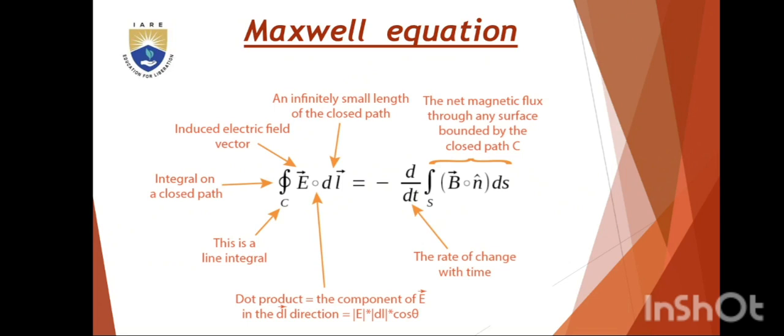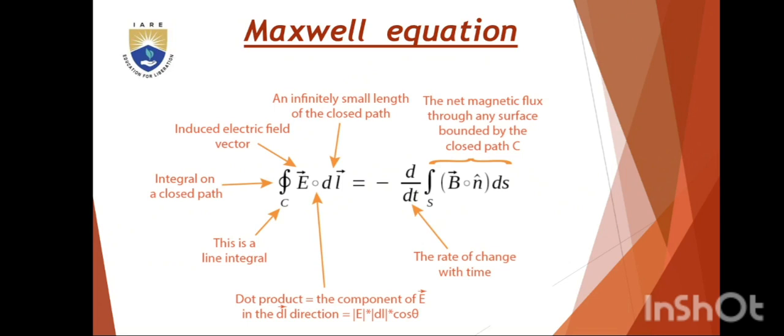Maxwell's equations in integral form explain how electric charges and electric currents produce magnetic and electric fields. The equations describe how the electric field can create a magnetic field and vice versa. Here we have the equation ∮C E·dl = −d/dt ∫S B·n̂ dS.